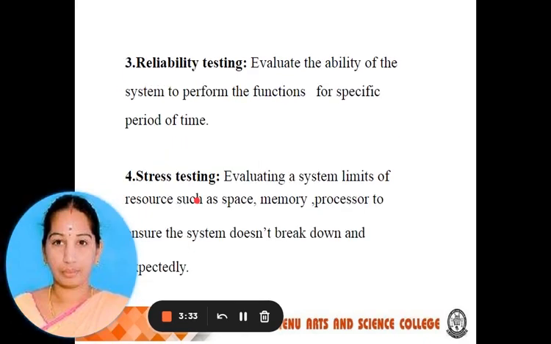And then the third one is reliability testing. It evaluates the ability of a system to perform its functions for a specific period of time. So in reliability testing, we can evaluate the ability of a system to perform functions in a certain time. Okay. And the next one is stress testing. It evaluates the system limits of resources such as space, memory, processors to ensure the system does not break down unexpectedly. So it is a testing to evaluate the system limits, space, memory, etc.